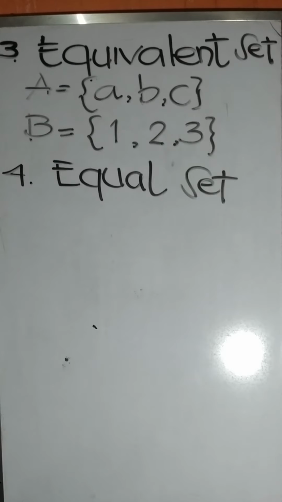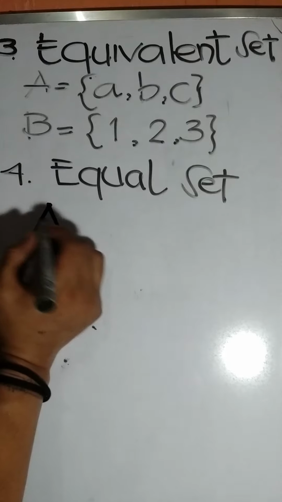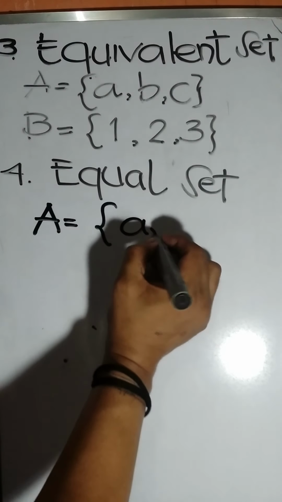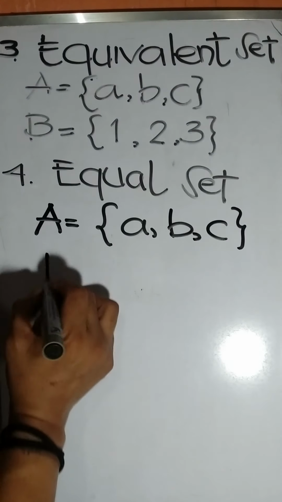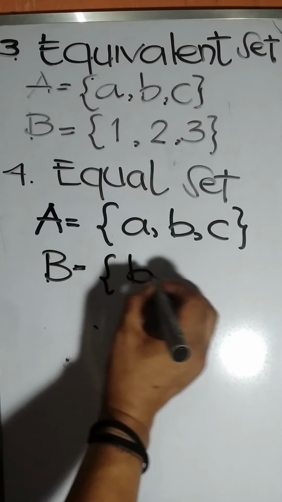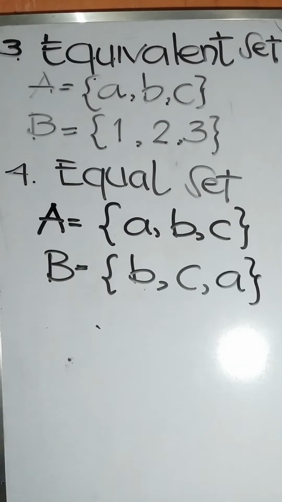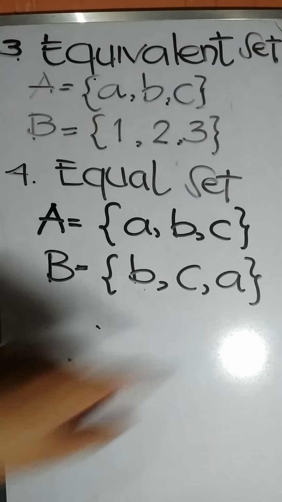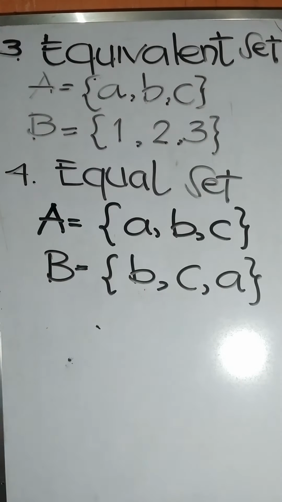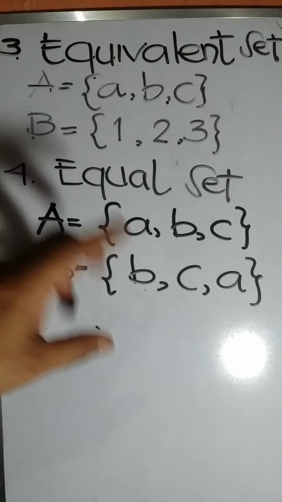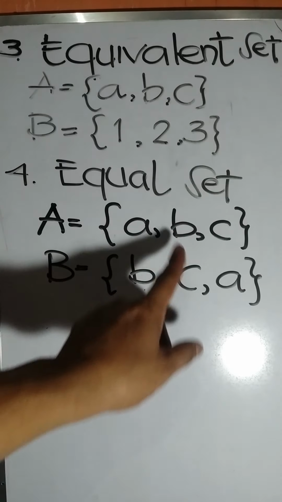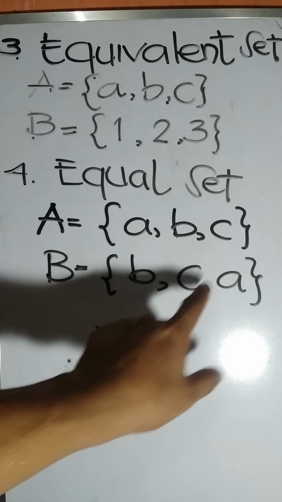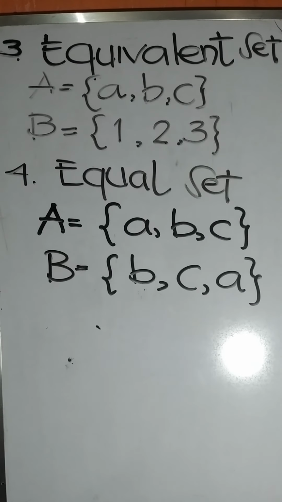Ano ang equal set? Sa equal set naman, dapat kagaya niyan: Set A contains a, b, and c. Set B contains b, c, and a. Masasabing equal set kapag magkaparehas ang bilang at laman ng kanilang mga set. Basta't ito, may b, may b, may a, may a, may c, may c. Equal set sila. Magkaiba lang ng pwesto, pero parehas sila ng laman. So, that is equal set.